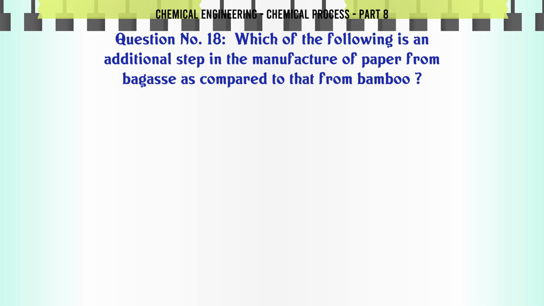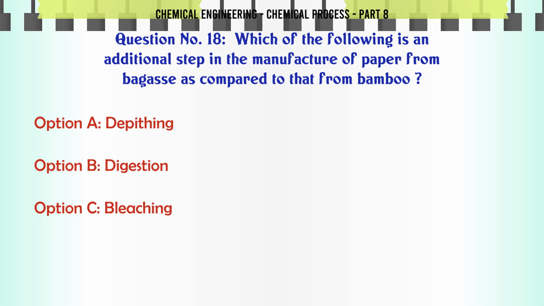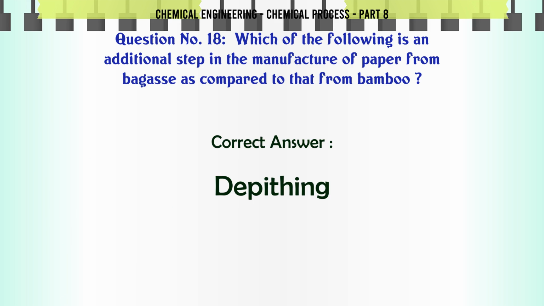Which of the following is an additional step in the manufacture of paper from bagasse as compared to that from bamboo? A. Pithing. B. Digestion. C. Bleaching. D. None of these. The correct answer is pithing.